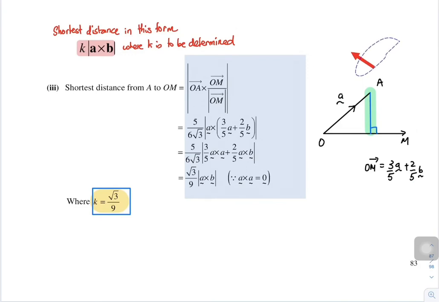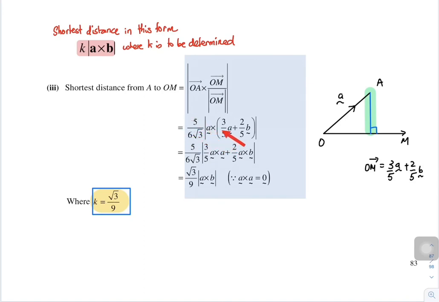Now the objective of the last part of the question is to find the shortest distance in this form, K times the modulus of A cross B, where K is to be determined and it must be an exact value. Looking at the diagram, we have the point A, then we have the point M over here. The shortest distance of A to the line OM is this distance, and we can use the cross product formula. We take the vector OA and cross it with the unit vector parallel to OM. The unit vector parallel to OM is OM divided by its magnitude. Since we know OM and the magnitude of OM, we can put those numbers in here.